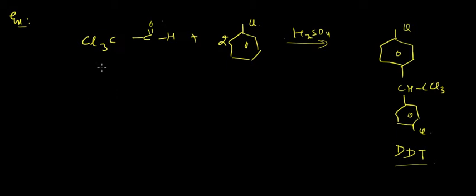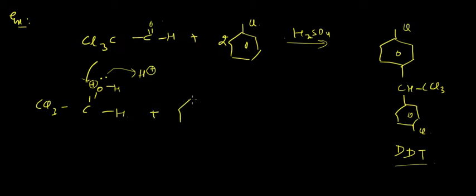Okay, so how does the reaction take place? We have CCl3 and H. It takes H plus from the H2SO4 and converts itself into a positive charge. Okay, and now the chlorobenzene will act on this electrophile. Okay, and we'll get something like this.